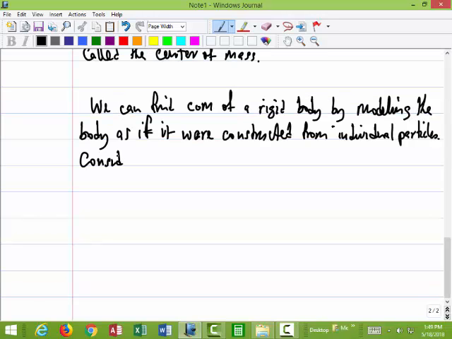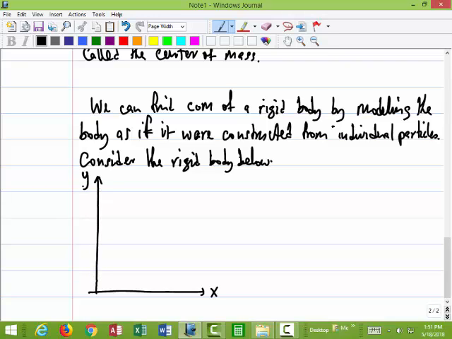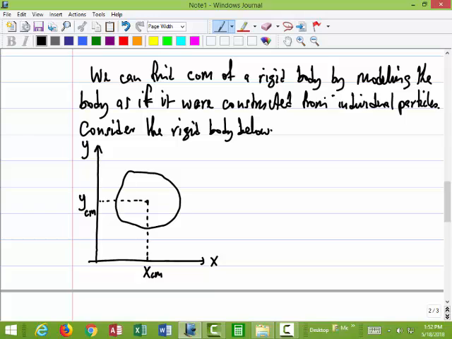Consider the rigid body below. Let's first draw an arbitrary shaped object on the coordinate system y and x. And let's first identify a point in this object which we call the center of mass. This will be at position x_cm and y_cm. Since we are saying this object is made up of individual particles, let's identify an element in this object which has a mass m_i, and it's at a certain position x_i, and this position is y_i.